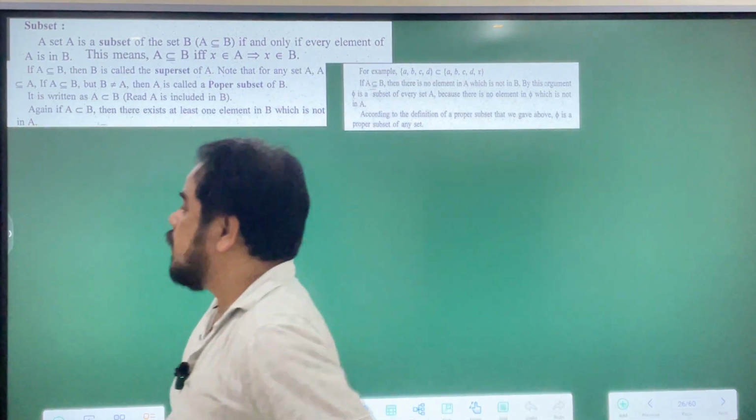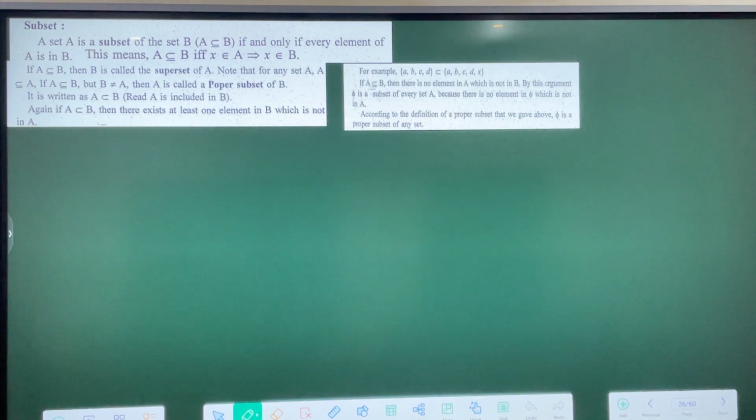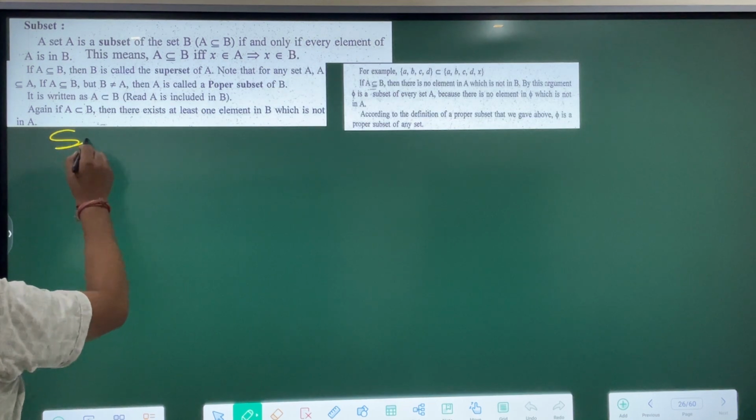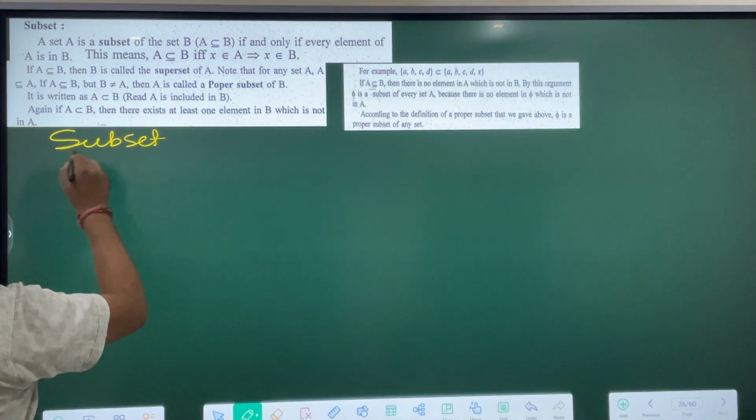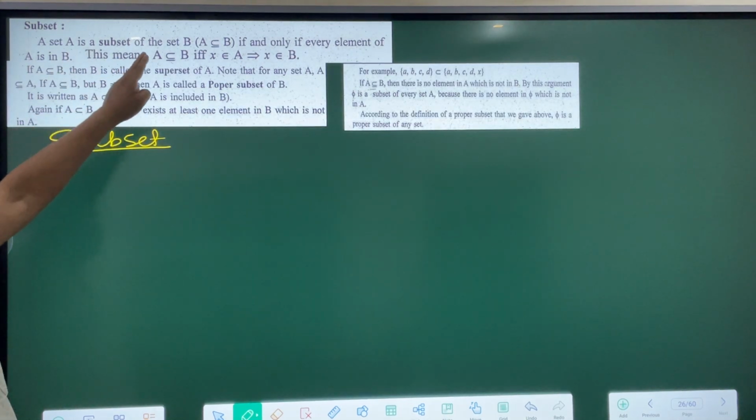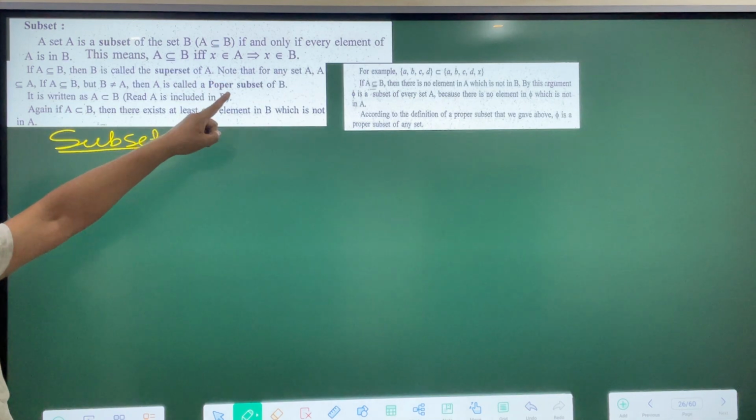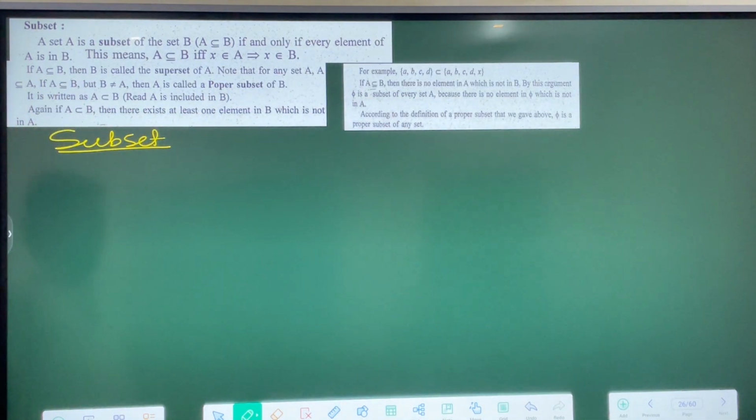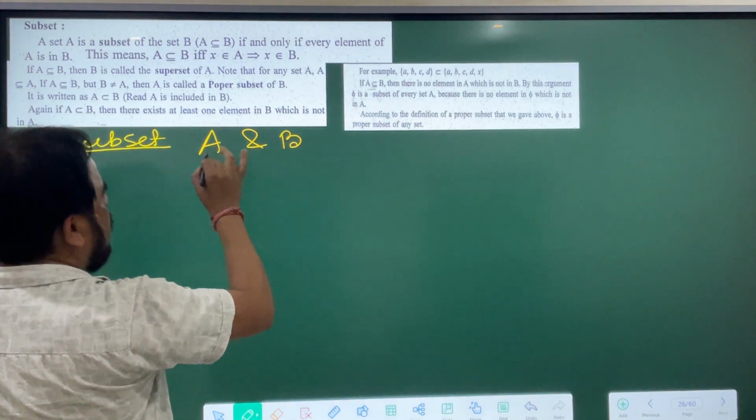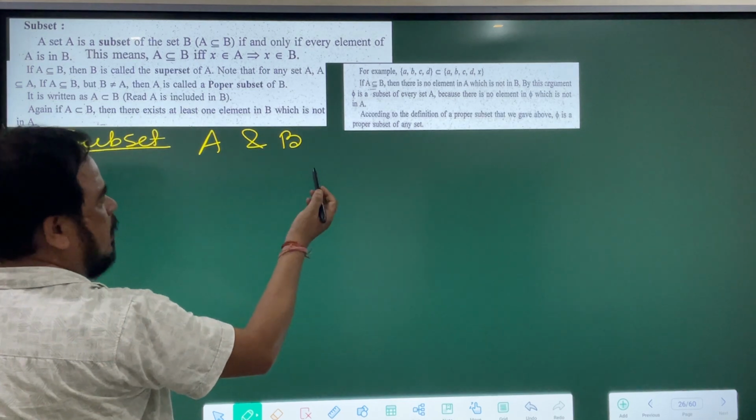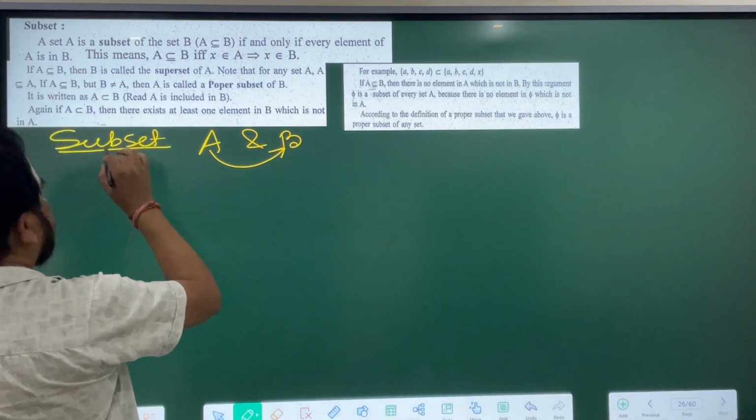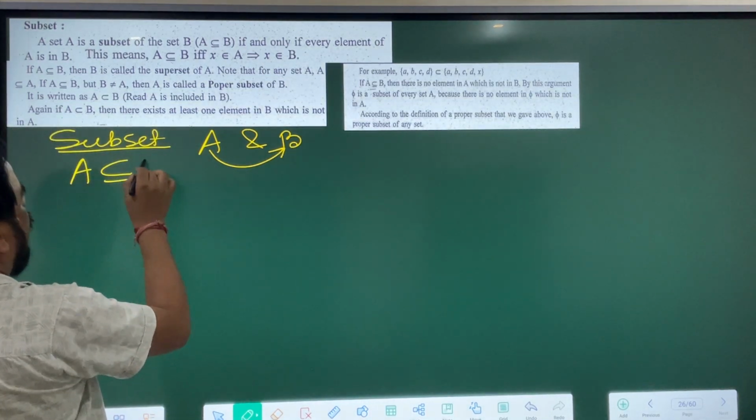Now we will learn about subset, which is very, very important for you. Subset. The meaning of subset: a set A is a subset of set B if and only if every element of A is in B. There are two sets, A and B. Whatever the elements, maybe 100 elements, 1000 elements, if all the elements of this set are present in set B, then we say A is a subset of B.